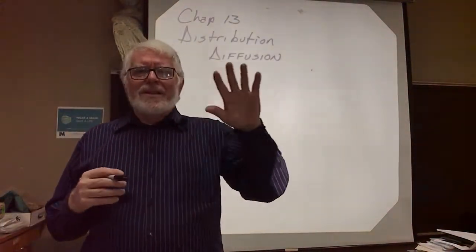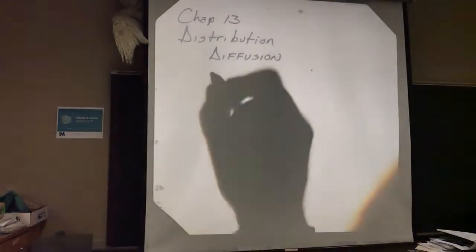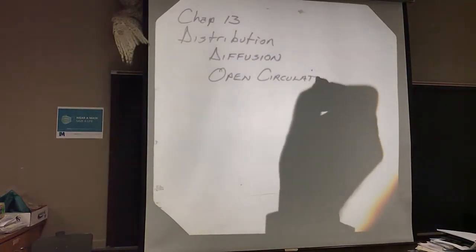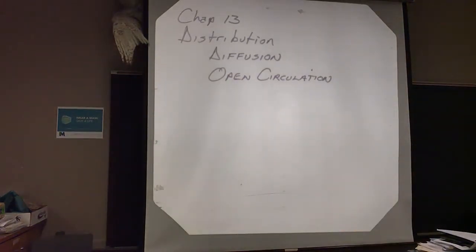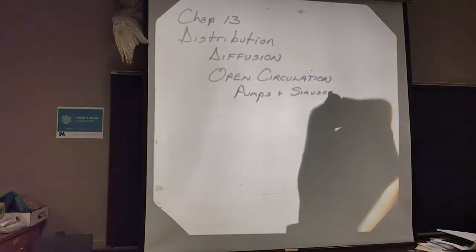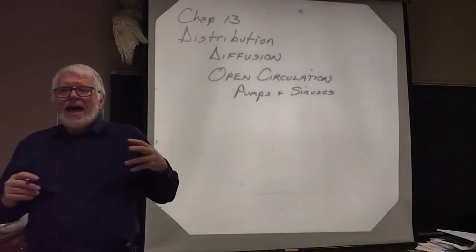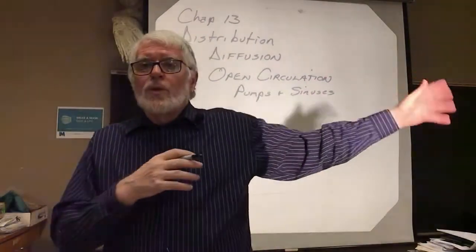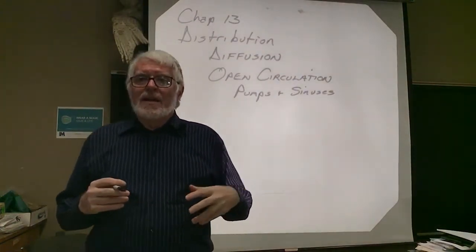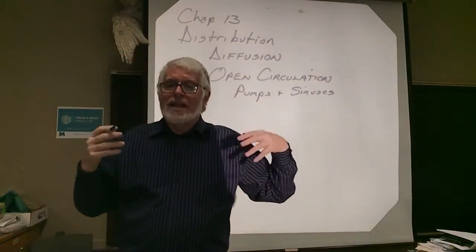As animals get bigger, though, this is not a way to do this. You need distribution. A lot of animals circulate fluid. The fluid goes by a surface somewhere and loses waste materials, picks up oxygen, picks up nutrients from a digestive system, and it gets circulated through the body, and then it distributes.